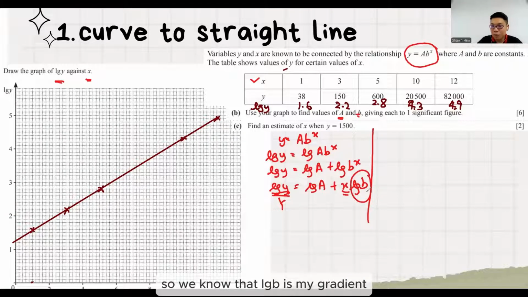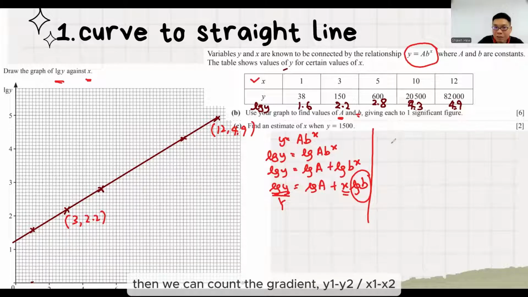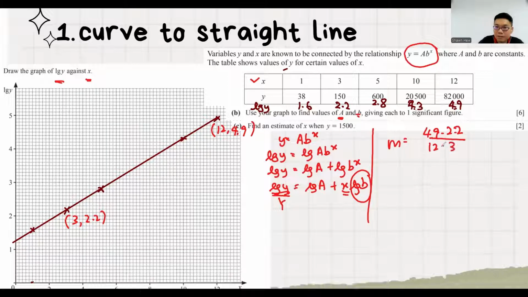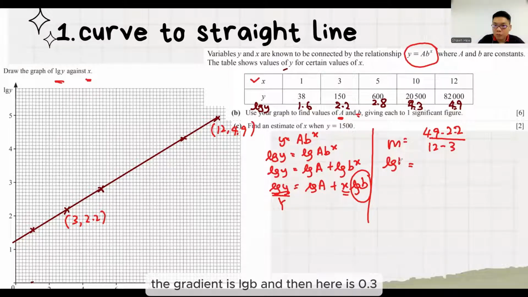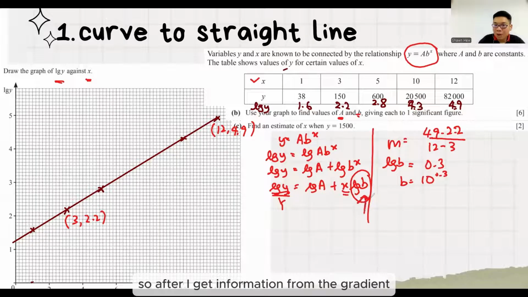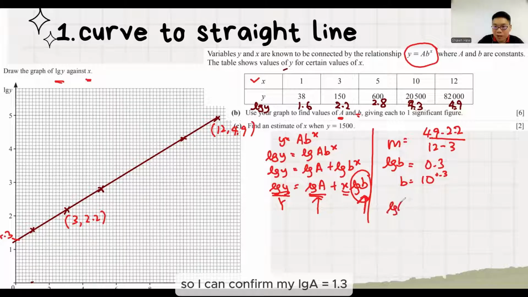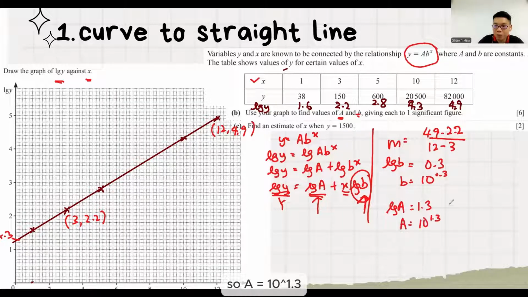So we know that LGB is my gradient. For the gradient, we just choose 2 points. Then we can count the gradient, y minus y over x minus x. The gradient is LGB, and here it is 0.3. So B is 10 power 0.3. After getting information from the gradient, we can find the information from the y-intercept, 1.3. So I can confirm my LGA equals 1.3. So A equals 10 power 1.3.